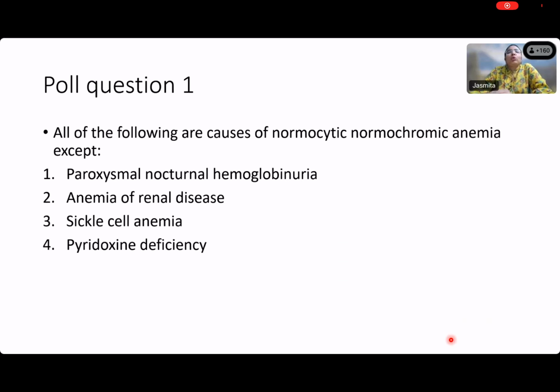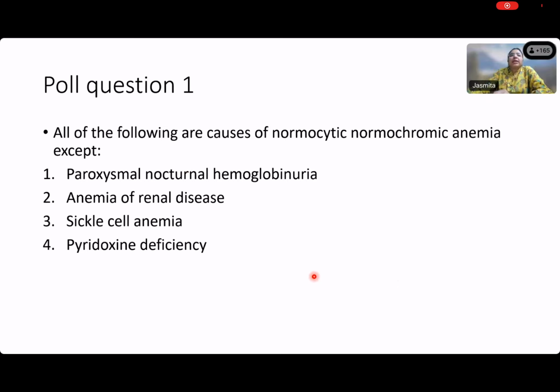So we'll start with the first whole question. All of the following, they are causes of normocytic normochromic anemia, except, and you have these 4 options: PNH, anemia of renal disease, sickle cell anemia, and pyridoxine deficiency. So do we have the answers? We are getting answers like 4 and 3. Okay. 4 and 3, most of them are answered.